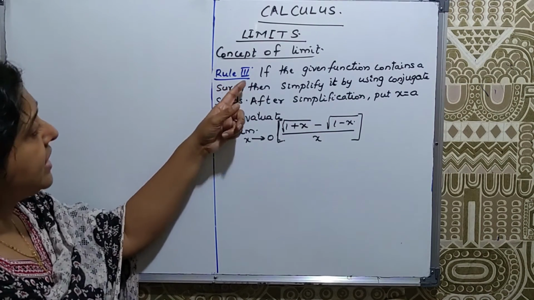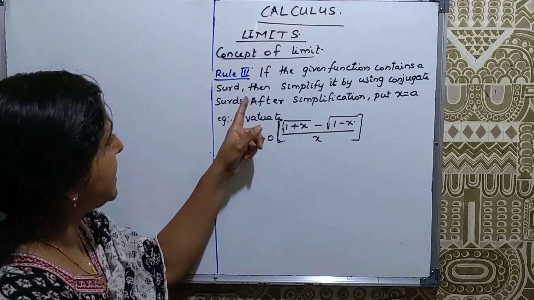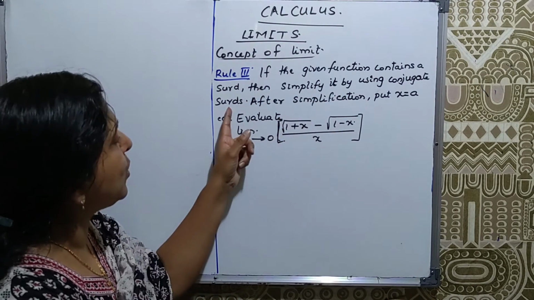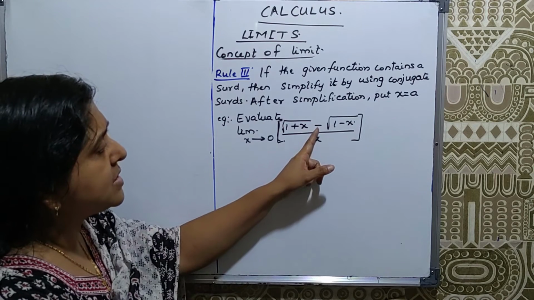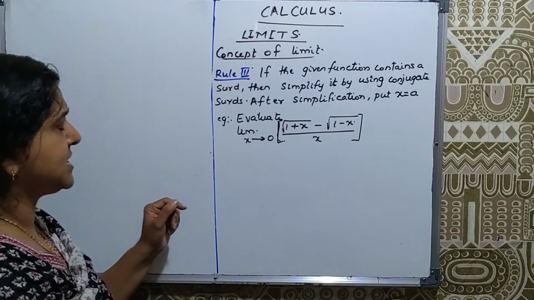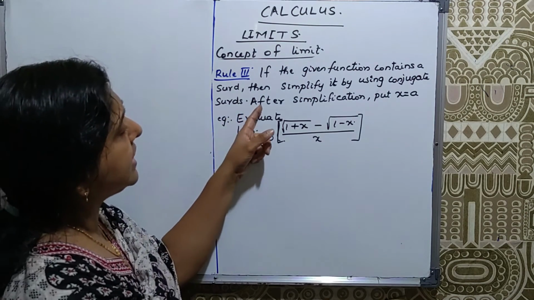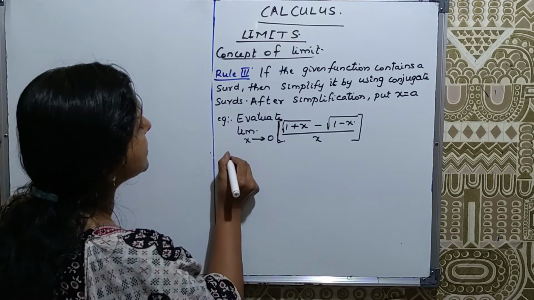Now we'll do rule 3. If the given function contains a surd, that means the terms with root sign, then simplify it by using a conjugate surd. Conjugate surd means the term with this middle sign you should change. This minus sign should become plus. Opposite sign should be. After the simplification, put x equal to a. So we are writing now here in this one.